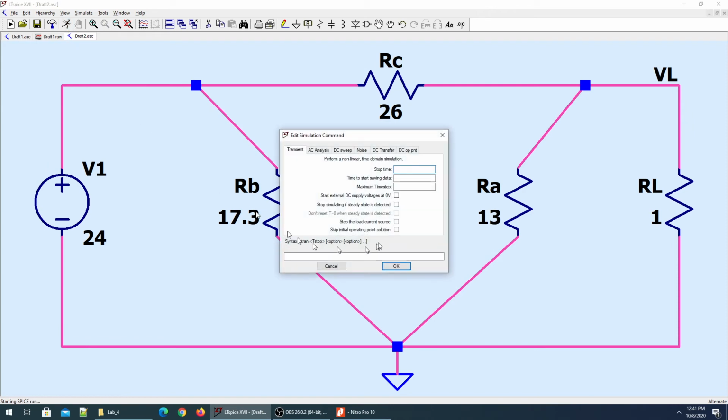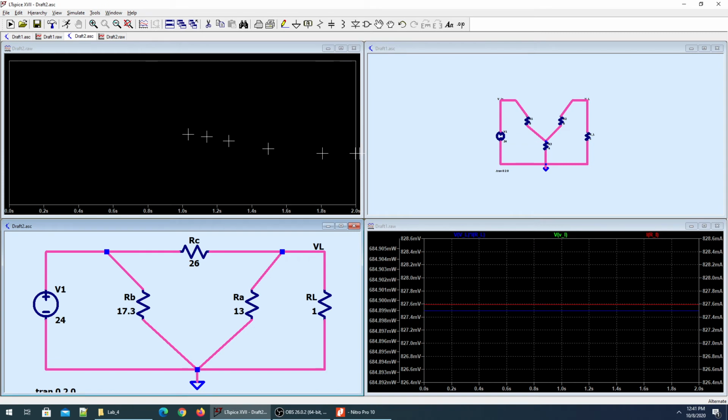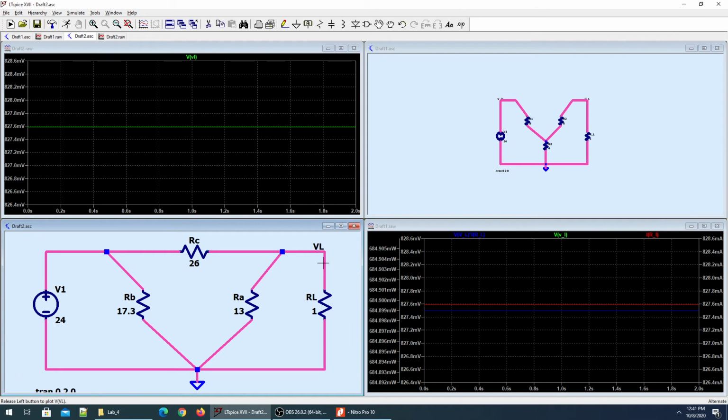Let's run the simulation for 2 seconds. Start setting data when it's 0. Done. Okay, here's the simulation. So let's see the voltage across the load resistance. It is 827.6 millivolts, which is exactly here. As you see, it's 827.6 millivolts.